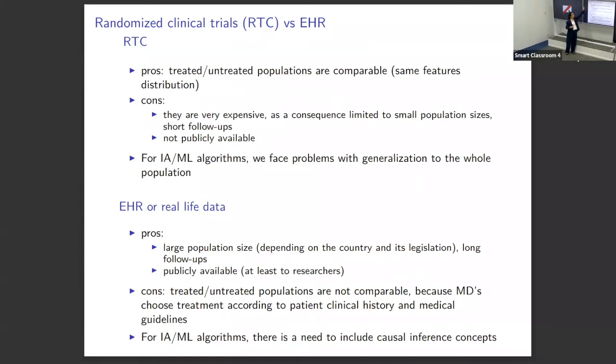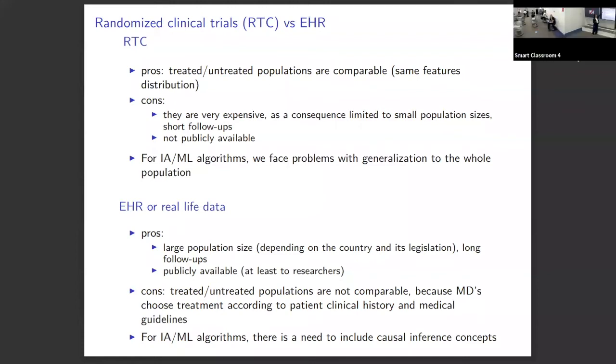You have what you can call randomized clinical trials. So you have a new drug and a placebo or an old drug, and you want to see which one is the best. You will recruit patients and give them the drugs randomly, so that treated and untreated patients are almost the same. Speaking of the feature distribution, they are comparable.